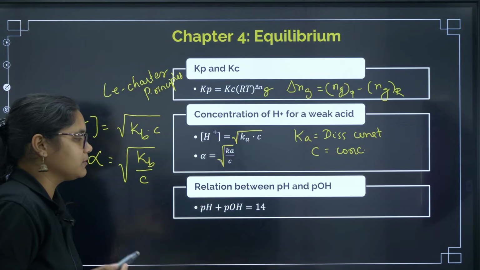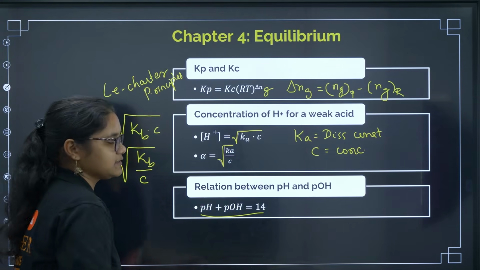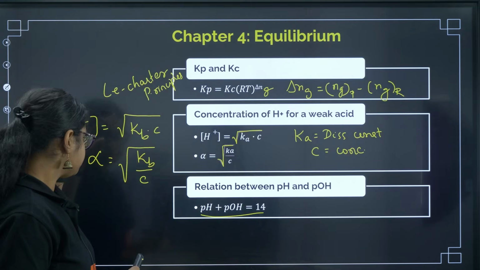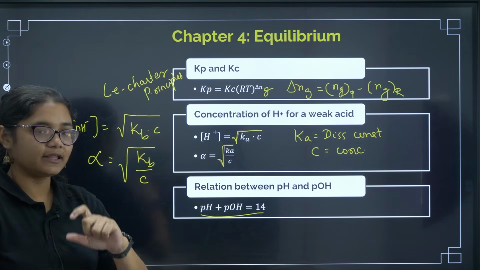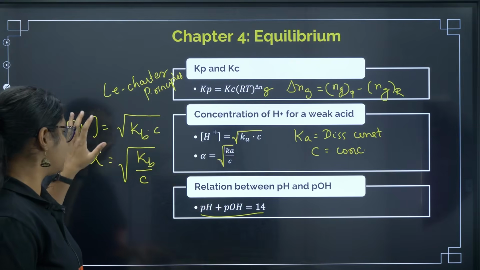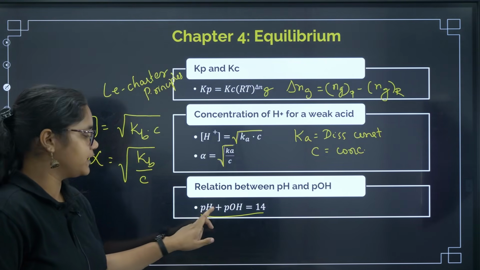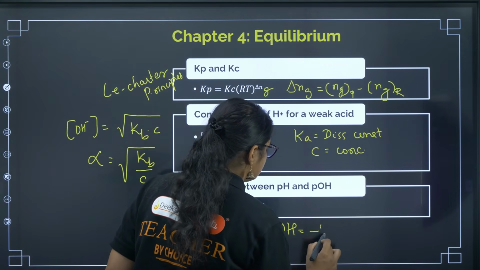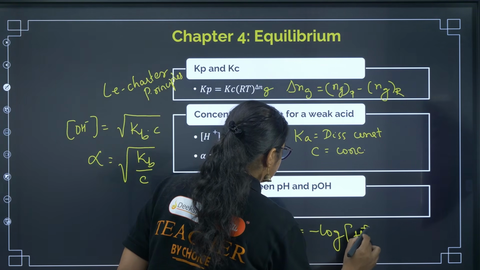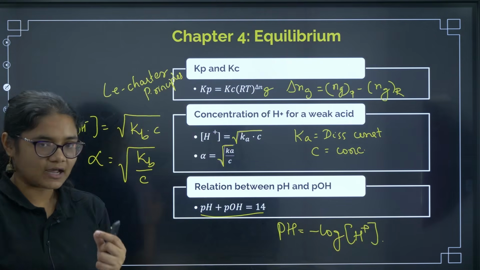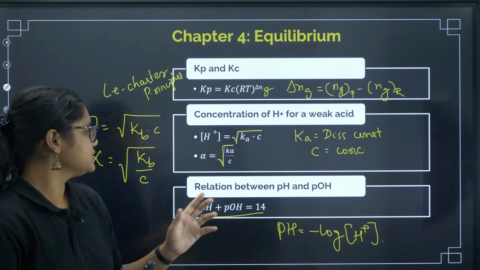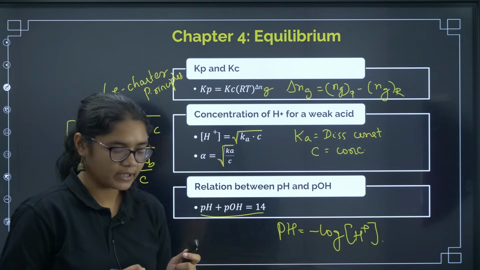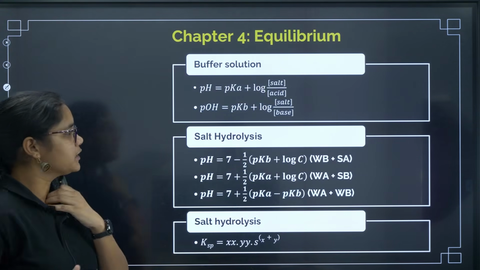Now coming to pH and pOH: pH plus pOH is equal to 14. Here numericals are asked. They will give you the concentration of OH minus and then ask you to calculate the pH. So first you have to calculate the pOH, and then calculate the pH using this relation. Another formula that we all know is pH is equal to minus log of H plus. So if it is asked to calculate the pH of a weak acid, first calculate the H plus concentration, then put it in this formula and you will get the pH value. Okay. So next, coming to buffer solution.